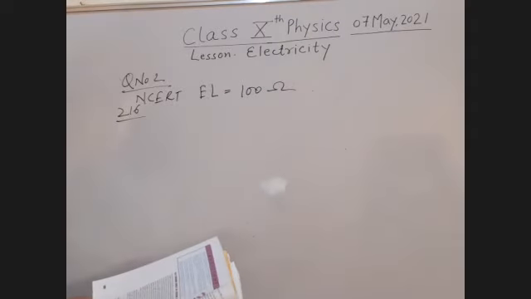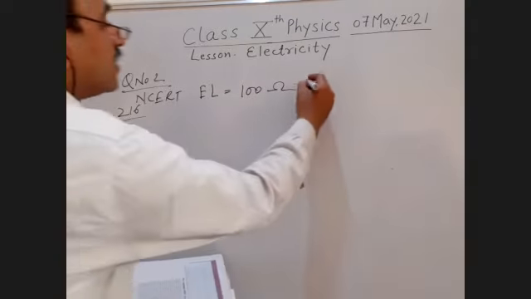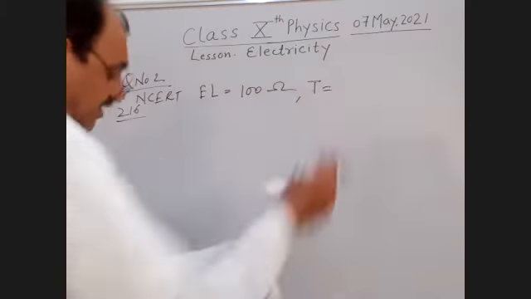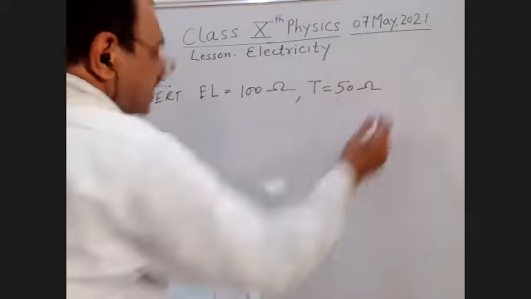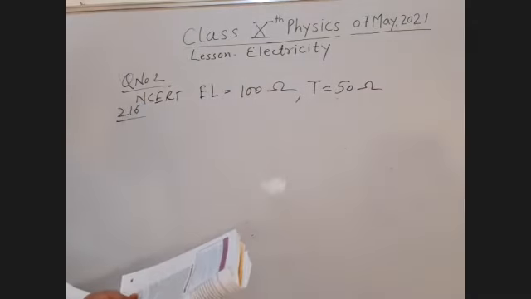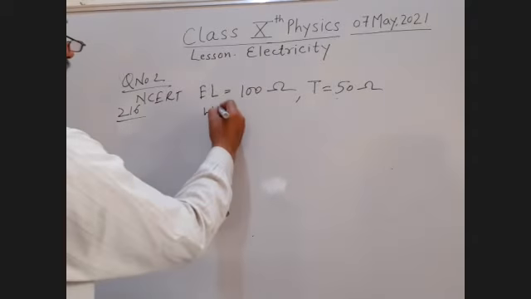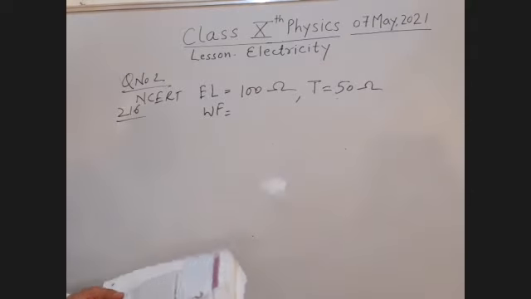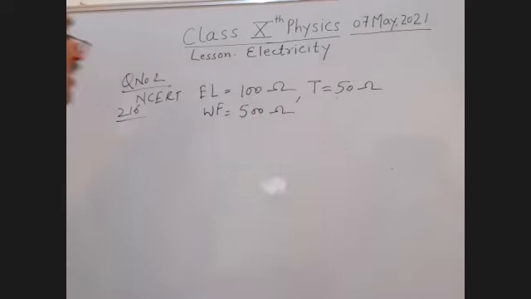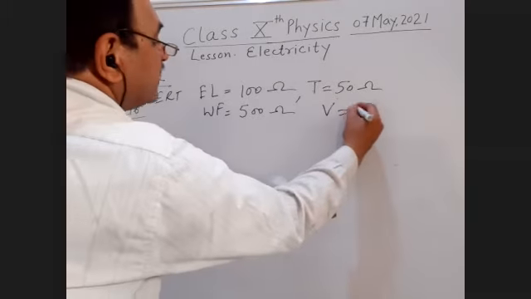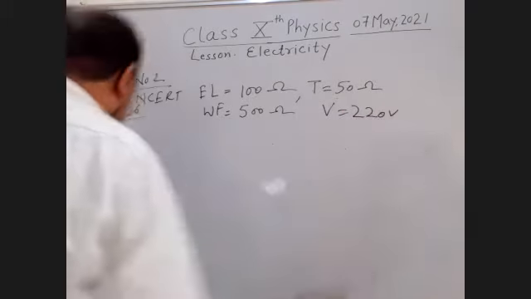Next, students, they have given a toaster. I write down toaster, they have given the resistance of 50 ohm. Correct. Now the third electrical appliance, they have given the water filter. Its resistance is given as 500 ohm. And they have given the potential difference is equal to 220 volt.